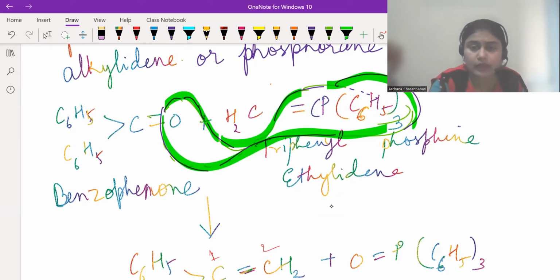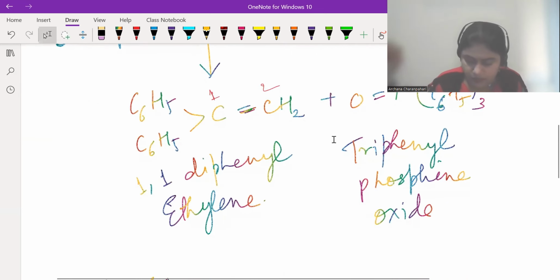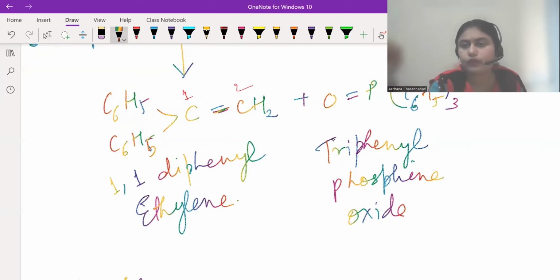Now if you want to name this alkene compound, then let's see. The carbon containing the side chain will generally be given number 1, and the double bond is associated with number 2. So 1,1-diphenyl ethylene is the compound, and triphenyl phosphine oxide, as we have already seen, is the byproduct.